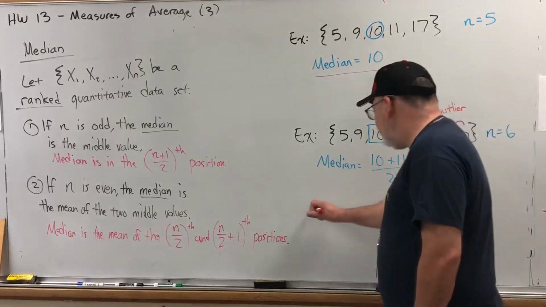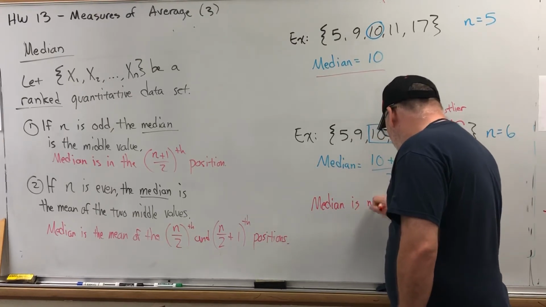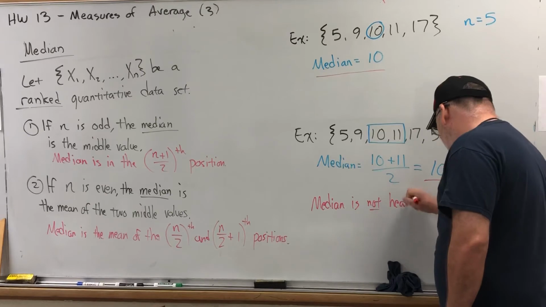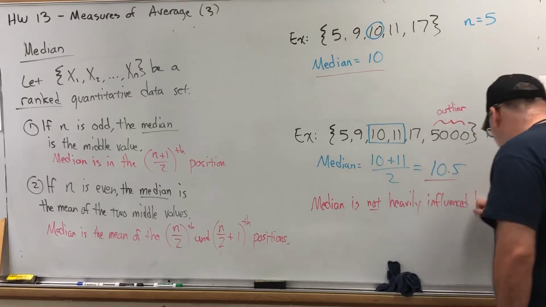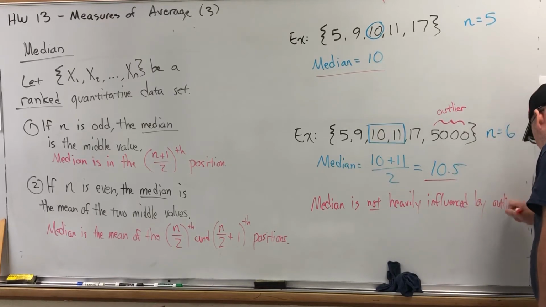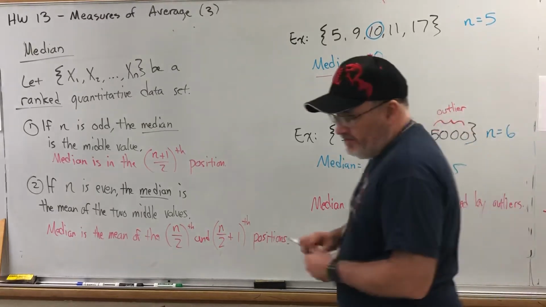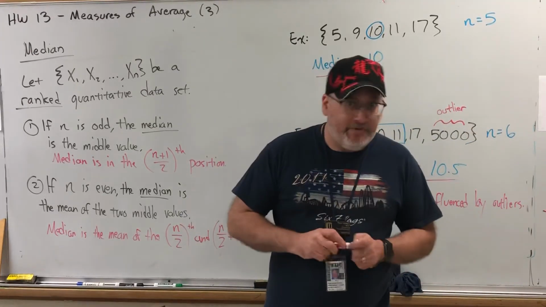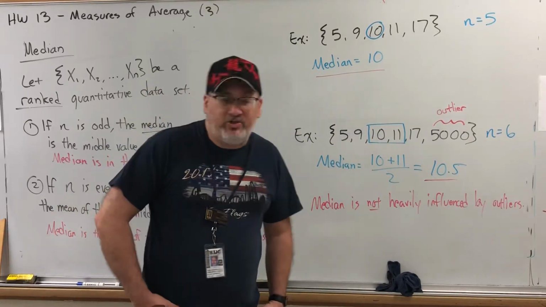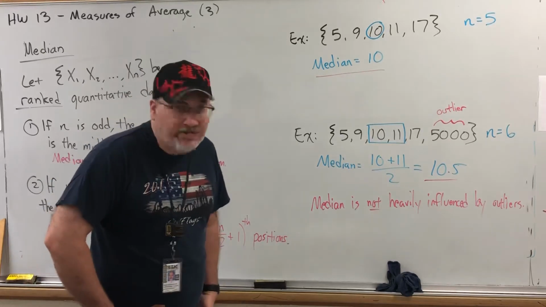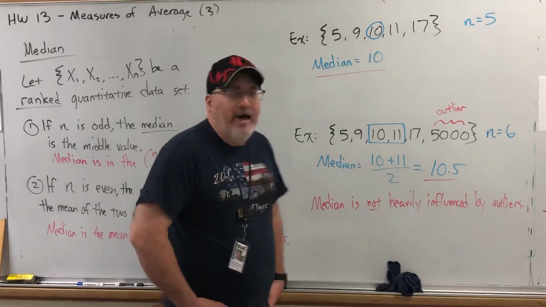So what that means is median is not heavily influenced by outliers. This is the reason why in a lot of news stories or reports you hear things like the median household income in this city is some amount, or the median home value in this state is that, because median is not drastically heavily influenced by outliers.